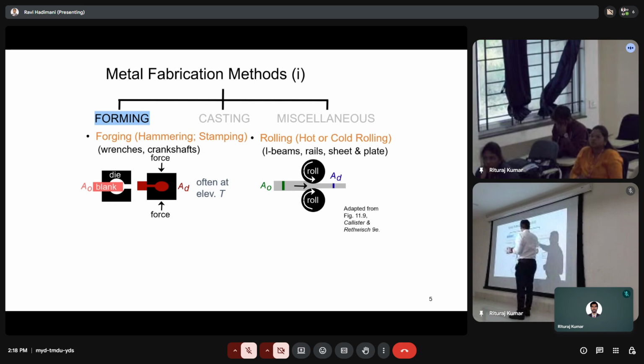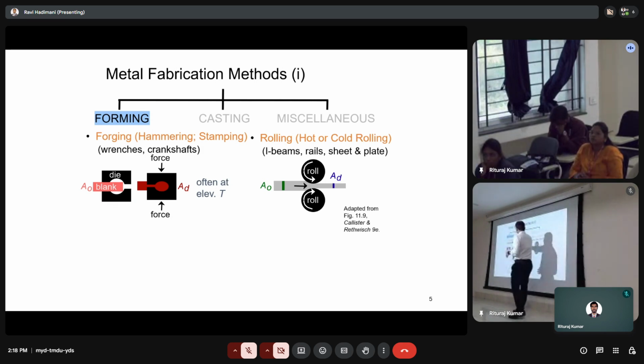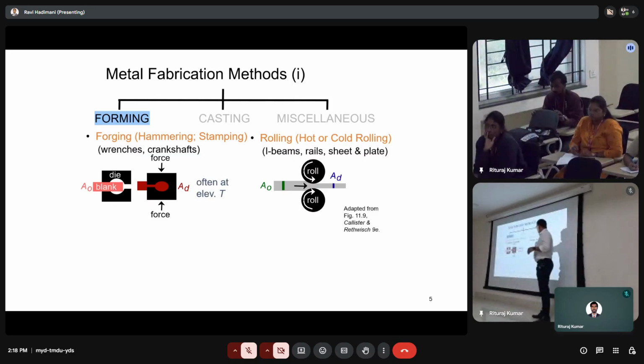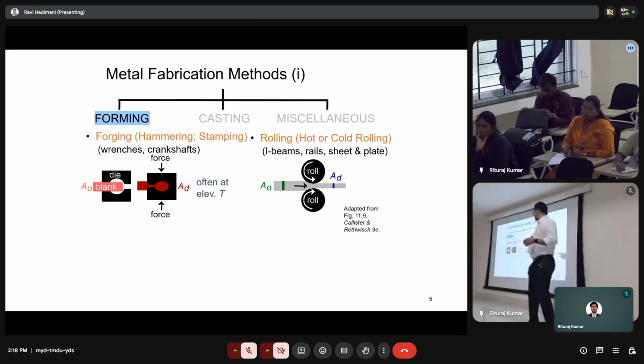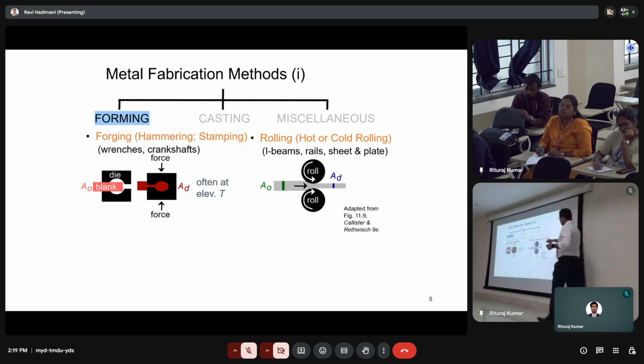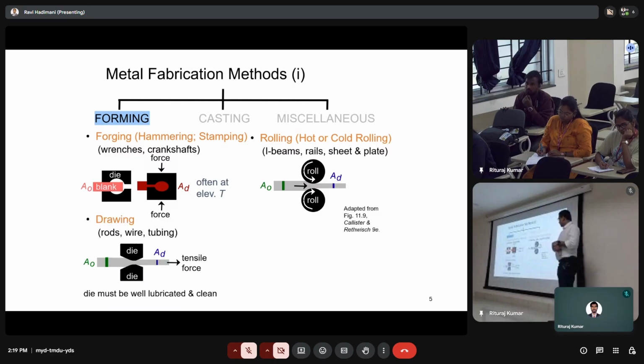Within forming, you have rolling as well. In rolling, you reduce the dimension of the material using two rolls. This is for sheets and plates, rails and I-beams. These are prepared using rolling. It can be cold rolling or hot rolling. This is one way to make a required shape. And when you do this, these processes also alter the mechanical properties to some extent.